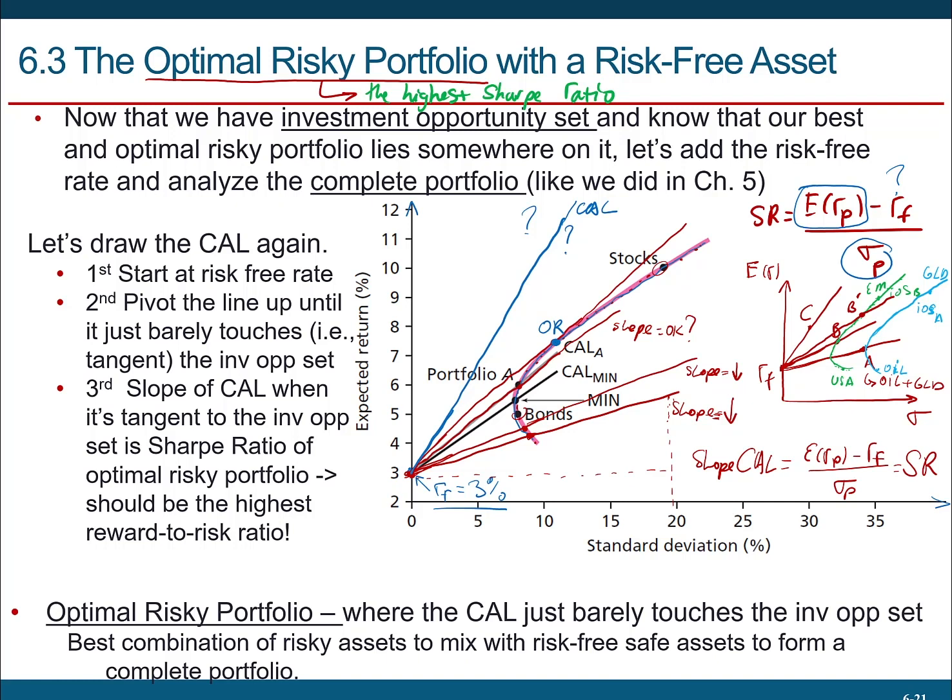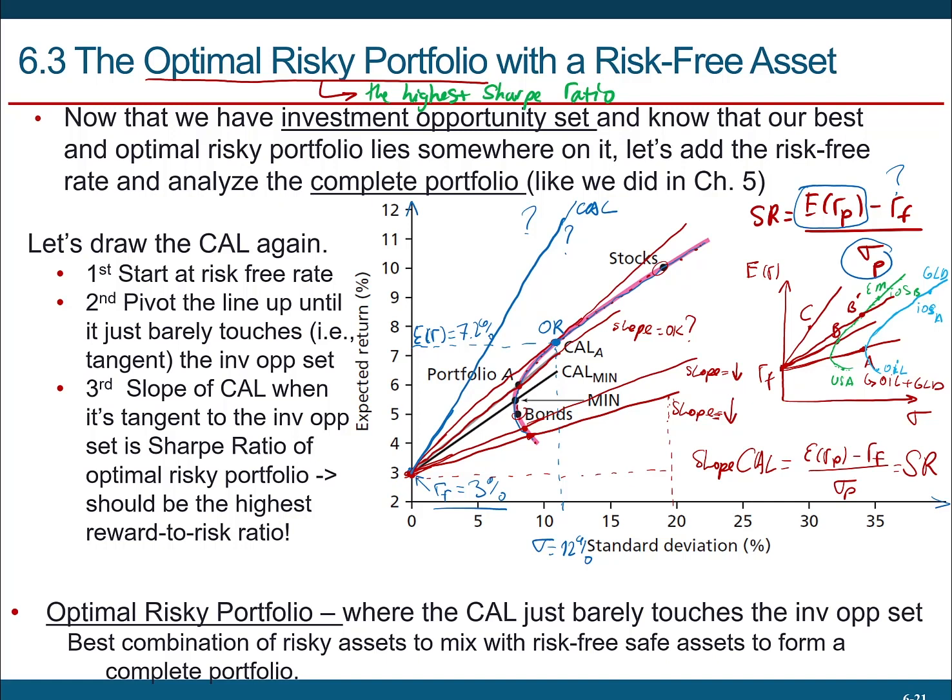All right. So visually, we're going to start at the risk-free rate and pivot the CAL line in such a way that it has a steeper slope and still touches the investor opportunity set. That portfolio is going to have a standard deviation of somewhere like maybe 12%, and a return maybe, I don't know, 7.2%.